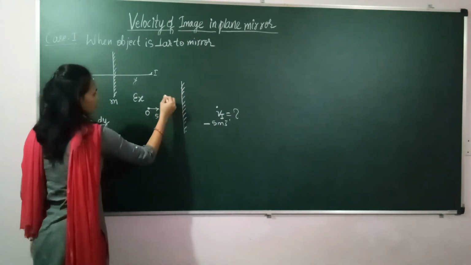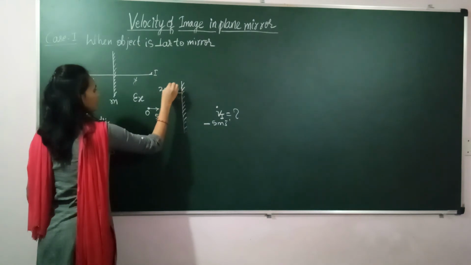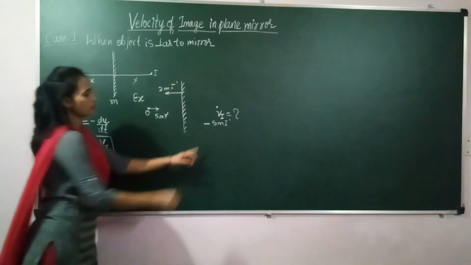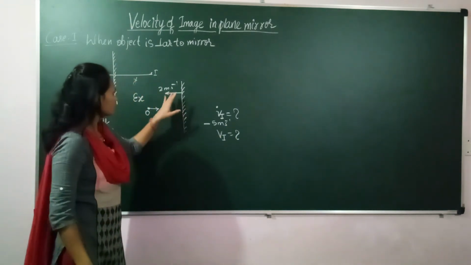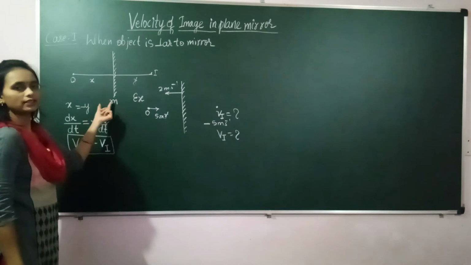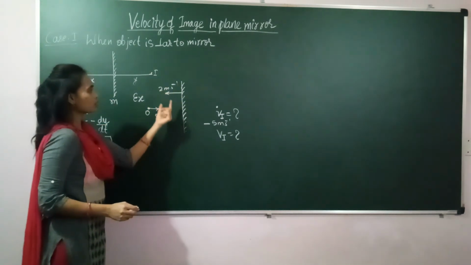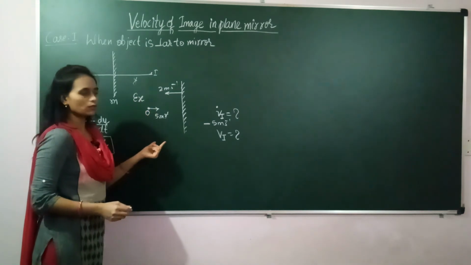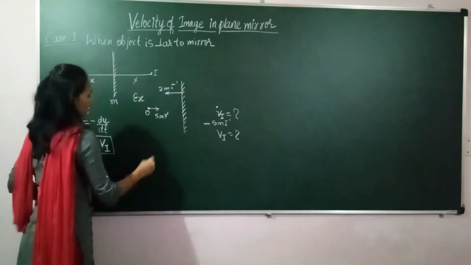Now if the mirror is also moving at a speed of 2 meter per second, then what will be the velocity of the image? In this case, if the mirror is at rest, then we can easily apply this equation. But if the mirror is also in motion and the object is also in motion, then what will be the velocity of the image? So this we can find out here.